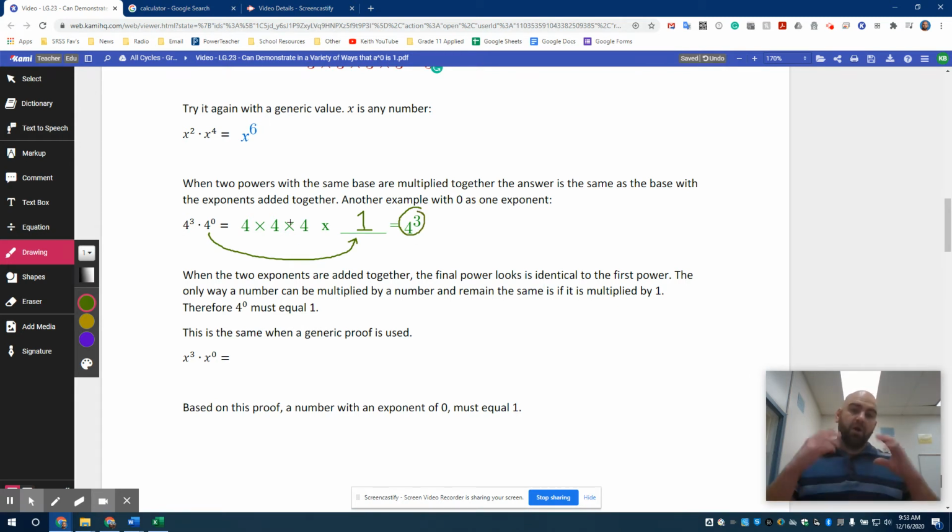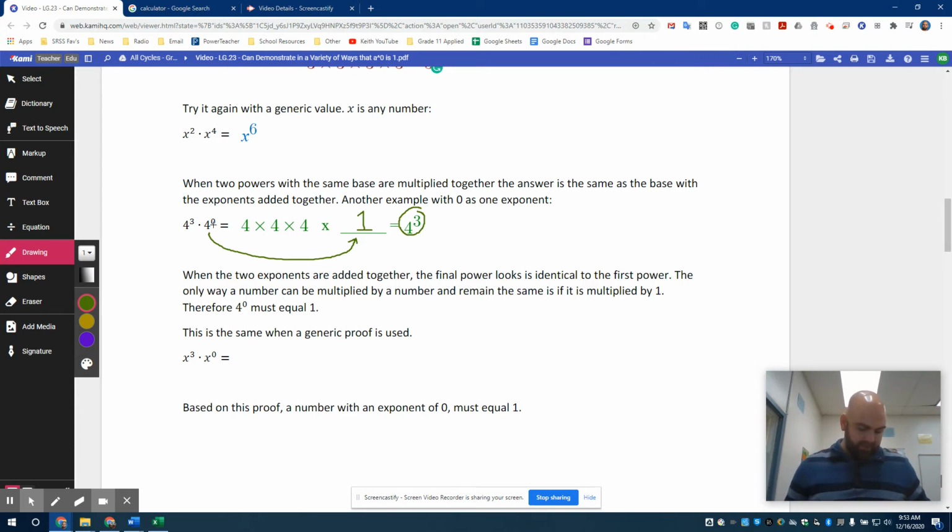And that's using our understanding that when we multiply the same base together with exponents, we can add the exponents together to come up with our final answer. This is our proof that we're going through here. So therefore, 4 to the power of 0 has to be 1, which we did earlier.